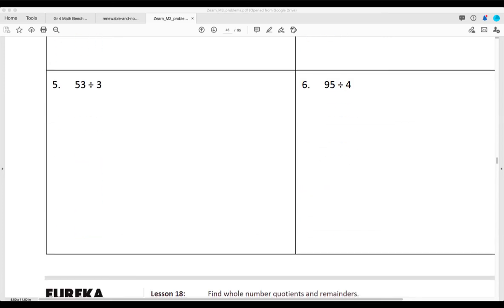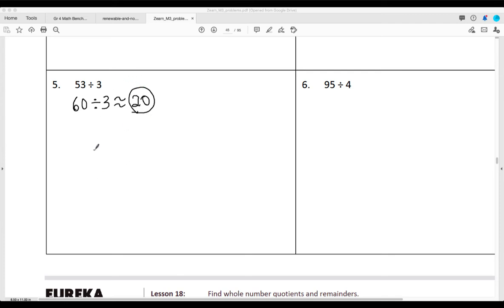All right, number 5, 53 divided by 3. What is a good estimation for this? Remember, I like to use friendly numbers. I don't really know my multiples of 3 past 3 times 12, that's 36, but I could change this to 60 divided by 3. That's very easy to work with. 60 is close enough to 53. And 60 divided by 3 is just 20. That is a good estimation. Let's check this. 20 times 3 is 60, so good.